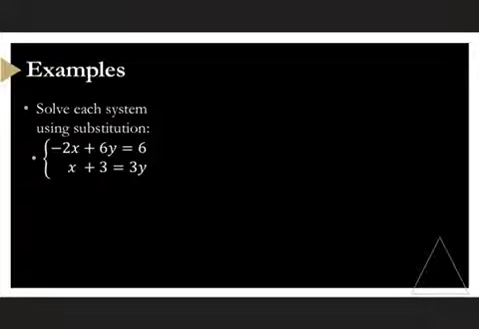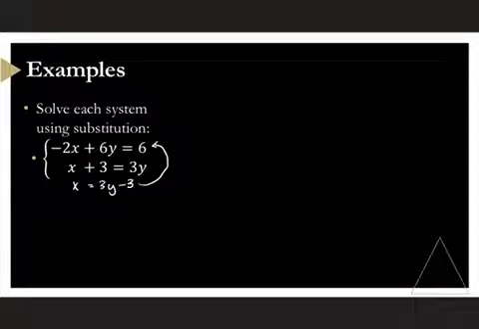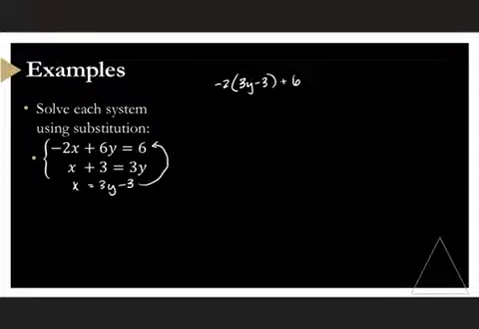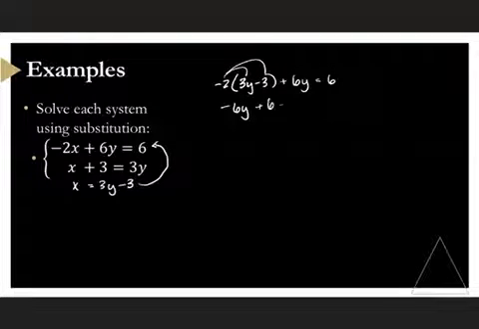All right, so x plus 3 equals 3y. So I'm going to solve this one for x. So I'm going to subtract 3 from each side. And then I'm going to put it back up into this top equation. So negative 2x, but instead of x, we're going to use 3y minus 3, plus 6y equals 6. So negative 2 times 3y is a negative 6y. Negative 2 times negative 3 is plus 6.